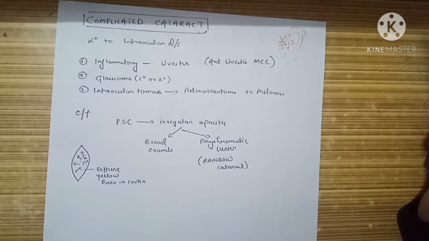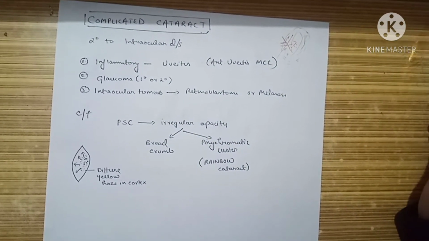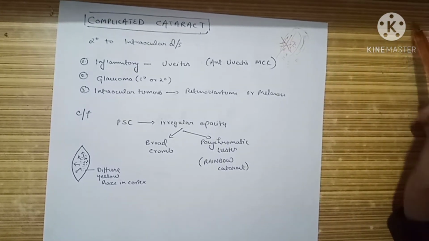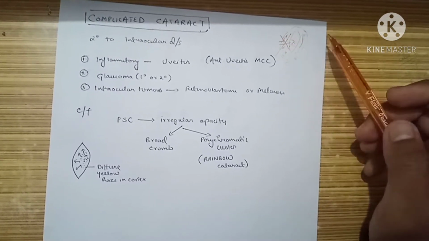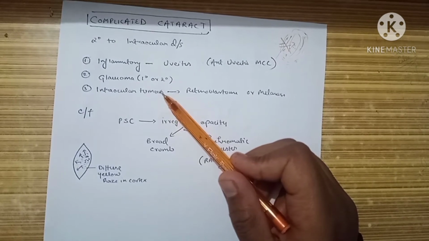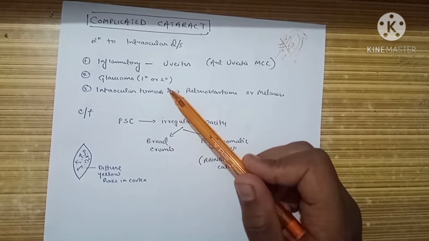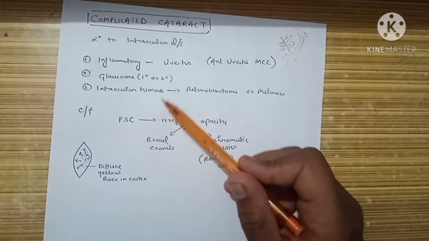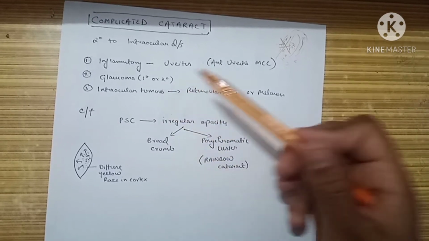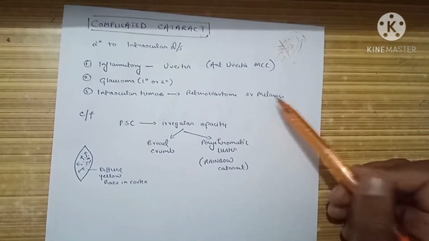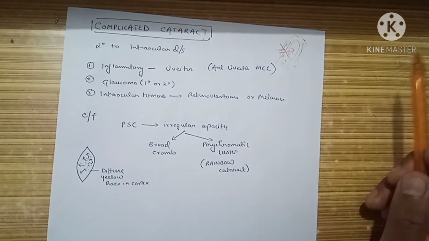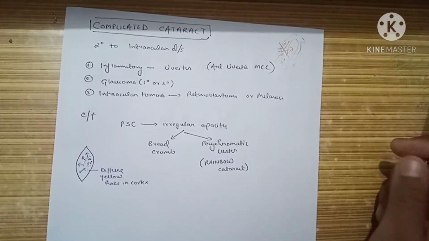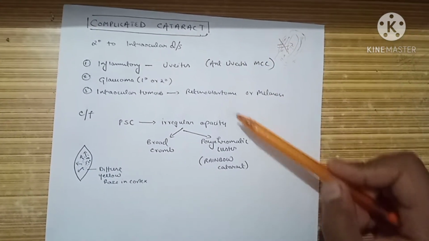Again, in these cases, the increased IOP hampers the flow of aqueous and hence disturbs the nutrient supply to the lens. The third cause being intraocular tumor. Here also there is the same pressure effect as in the case of glaucoma. These intraocular tumors include retinoblastoma and melanoma. We have other causes too, like retinal detachment and retinopathy, but these are the important ones.